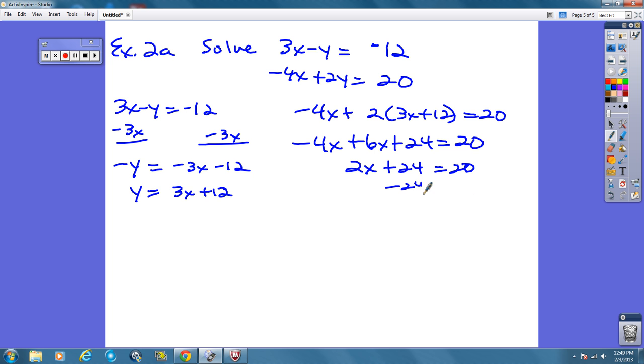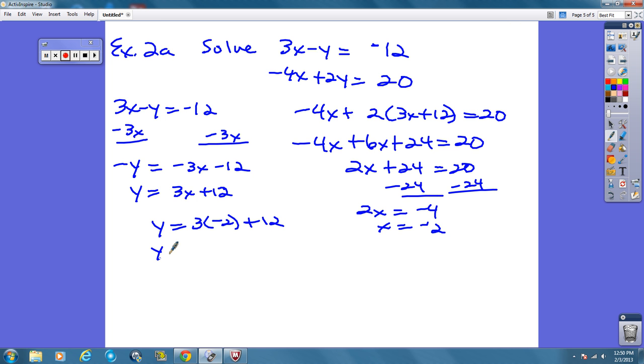I'm going to subtract 24 from both sides. So I'm going to have 2x equals -4, so x is -2. Now that I know what this is, I'm going to replace this x with -2. And so I have y equals 3 times -2 plus 12. So y equals -6 plus 12, y equals 6. So my answer is (-2, 6). Always make sure you write your ordered pairs as x comma y. Otherwise you could get it wrong just because you put it in the wrong spot.